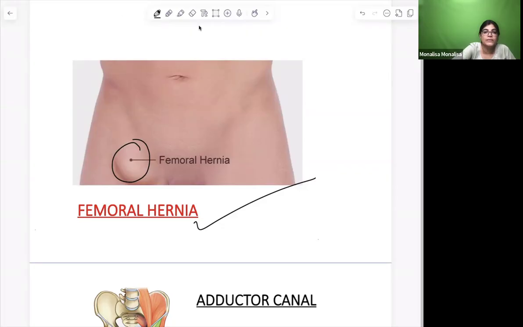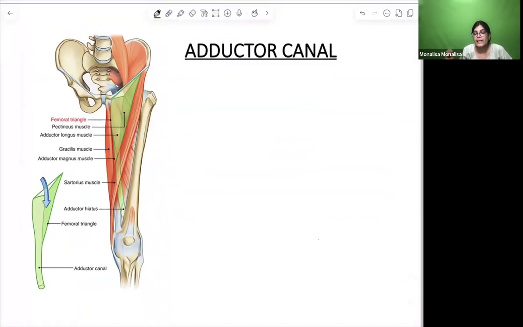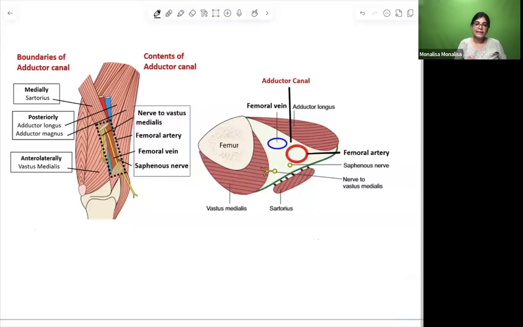Now coming to the next one. So let's talk about the adductor canal. What do you understand by the adductor canal? The adductor canal is located in the middle 1/3 of the thigh. What you have to know about the adductor canal is its boundaries, content, and also the subsartorial nerve plexus, which is lying beneath the sartorius muscle. So here, in the boundaries, you can see the adductor canal is located in the middle 1/3 of the thigh.